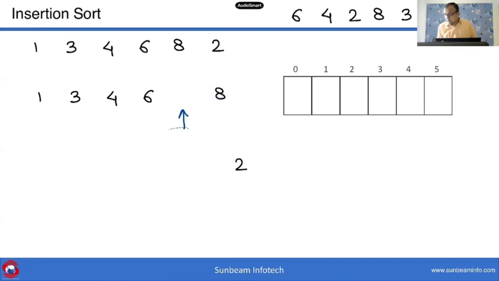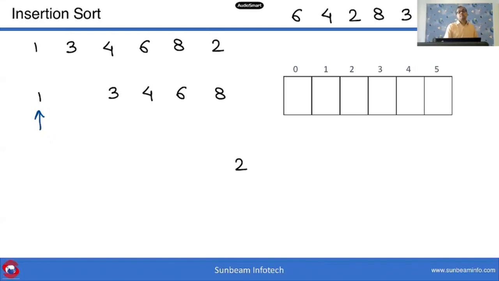You compare it with the previous element. Again, you find that 6 is greater than 2. Shift 6 to the next position. Again, you continue further. You find that 4 is greater than 2. Again, you shift it. You continue further. You find that 3 is still greater than 2. You shift that. And again, you compare with 1.